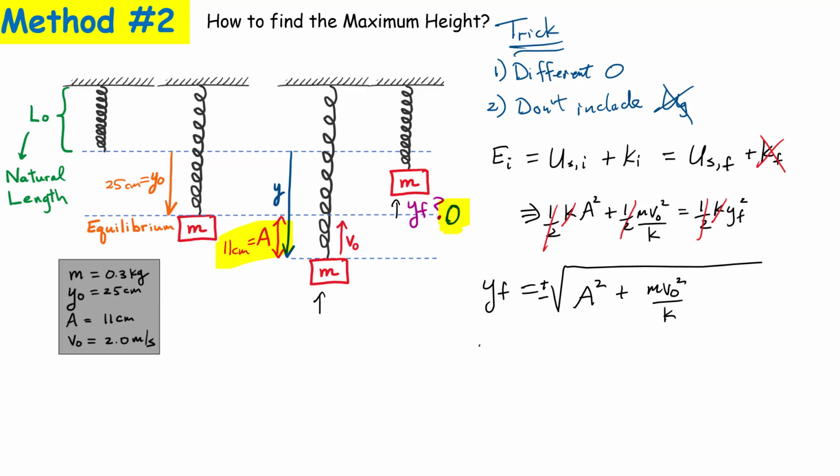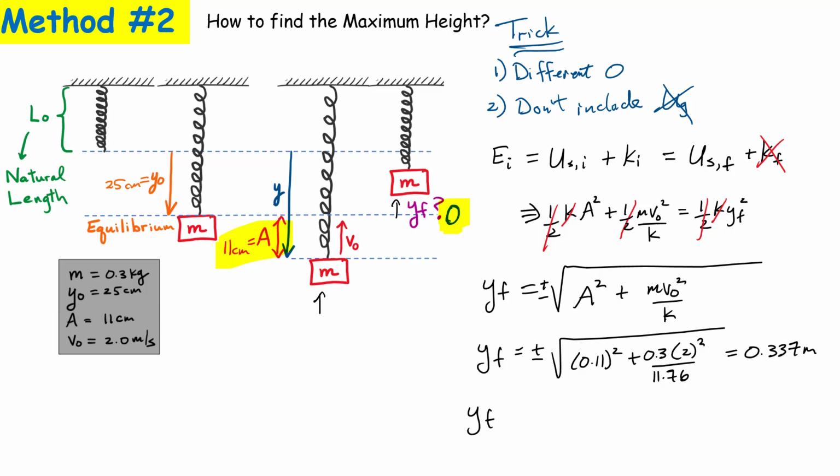Now I could substitute the numbers. Y final equals plus or minus the square root. All right, what is a squared? Well, that's 11 centimeters, 0.11 squared. The second term is 0.3 times the speed squared and divided by that spring constant, which I solved for before, 11.76. Look what we get here. We get 0.337 meters. I'll write it in centimeters here, plus or minus 33.7 centimeters.